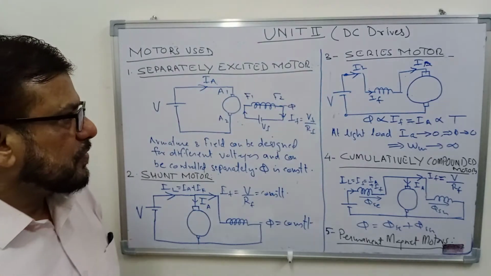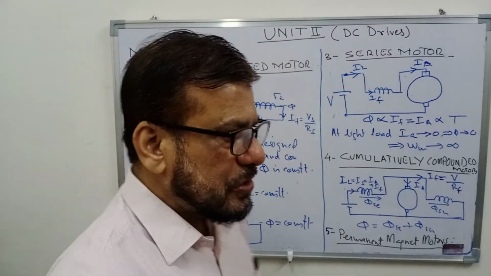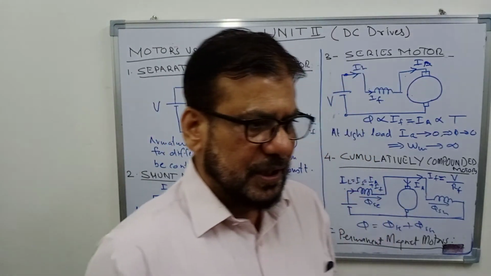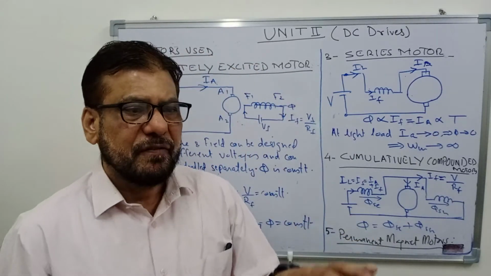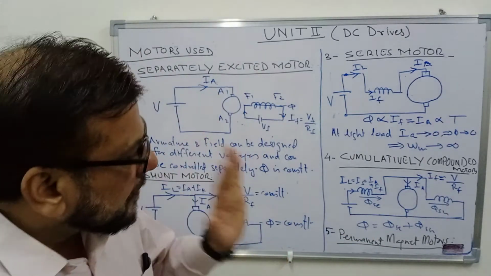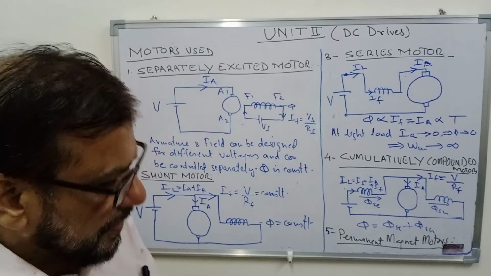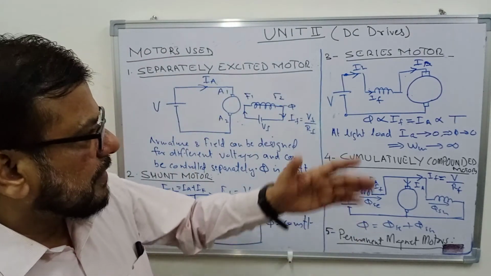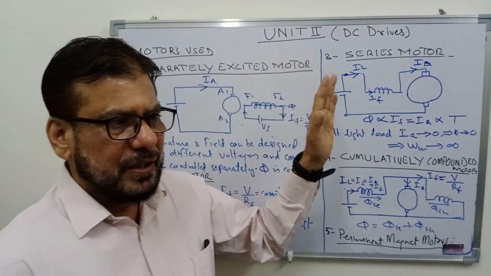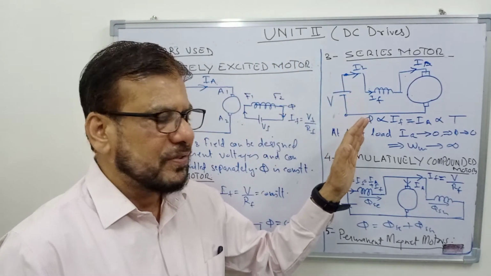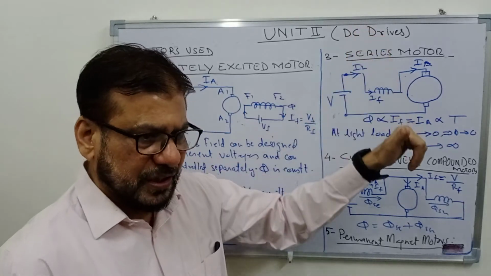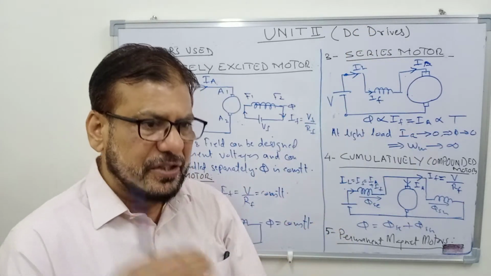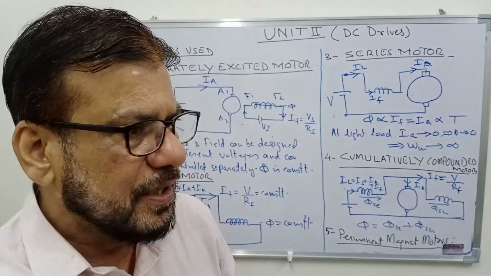So the use of a series motor is avoided in situations where the load on the motor may become very low. And if it is used there, then we must have some protective mechanism so that the motor is disconnected from the supply as soon as the current falls below a certain minimum value or the speed rises above a certain maximum value.